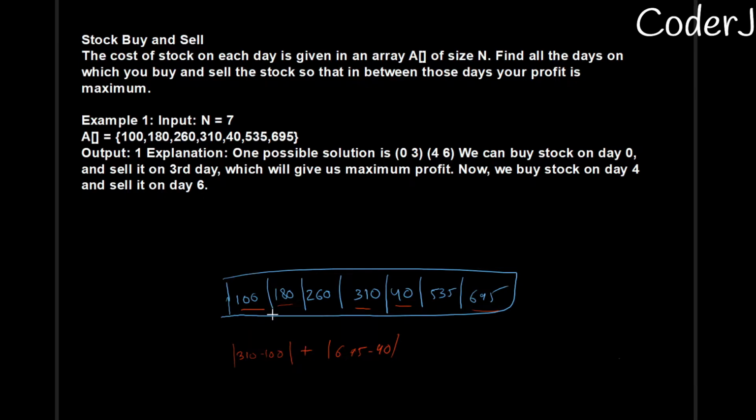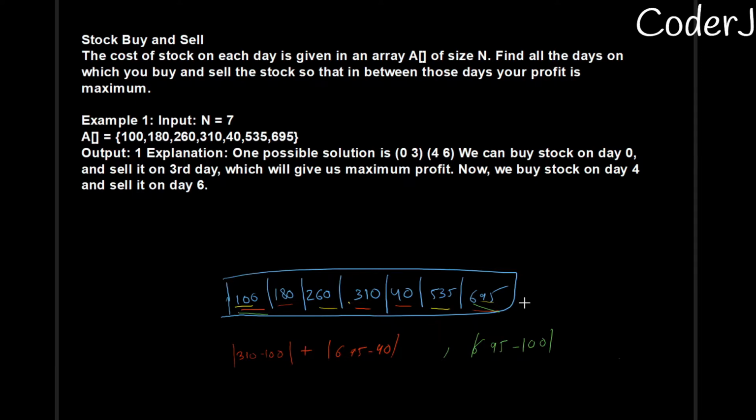Does he have any other options? Maybe let's say he's a bit lethargic and he just buys at 100 and sells at 695. That is also an option, right? But this way his profit will be 695 minus 100. Does he have any other option? Yeah, let's just say that the seller is not a smart one. He buys at 100, he sells at 260, then he buys at 535, he sells at 695. The possibilities are endless. He can do a lot of things, but that is why our goal is to maximize the profit.